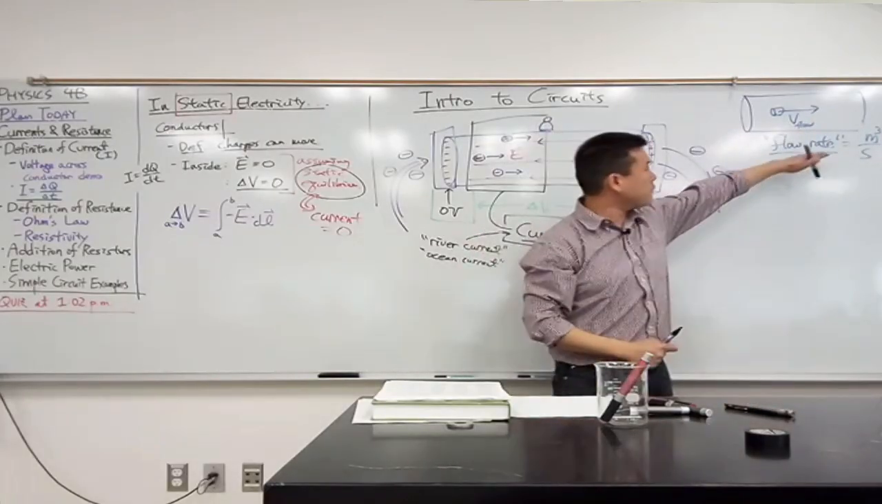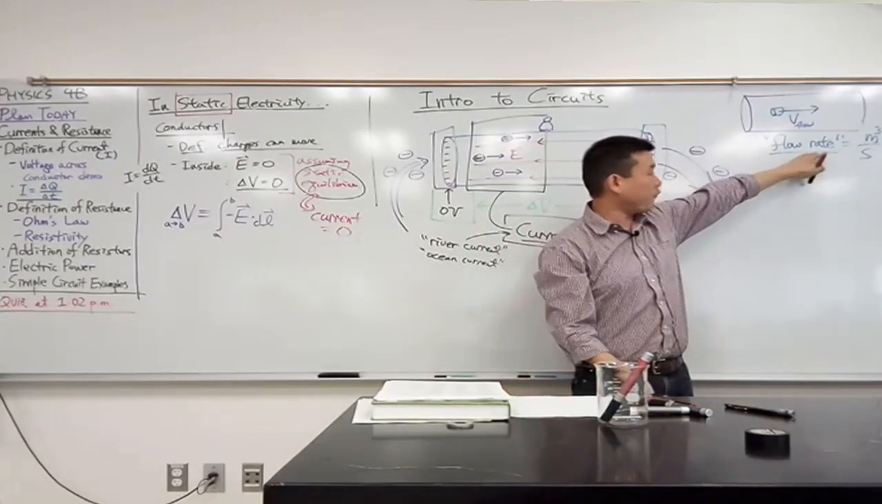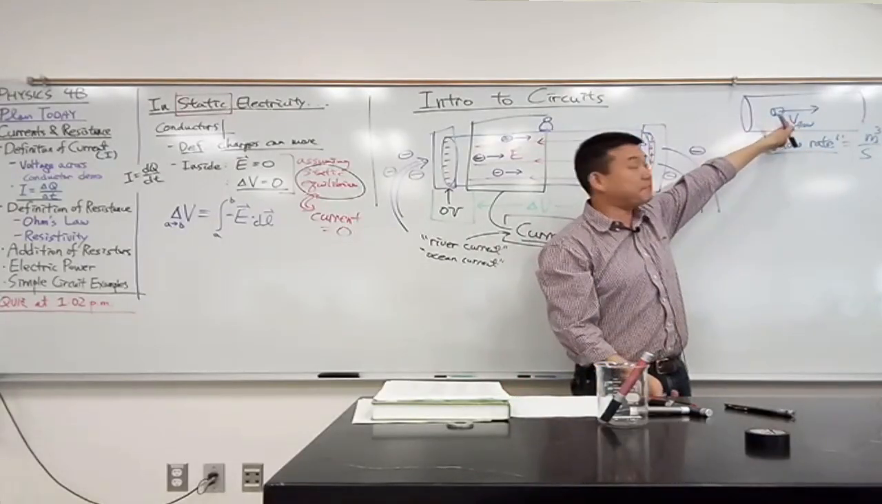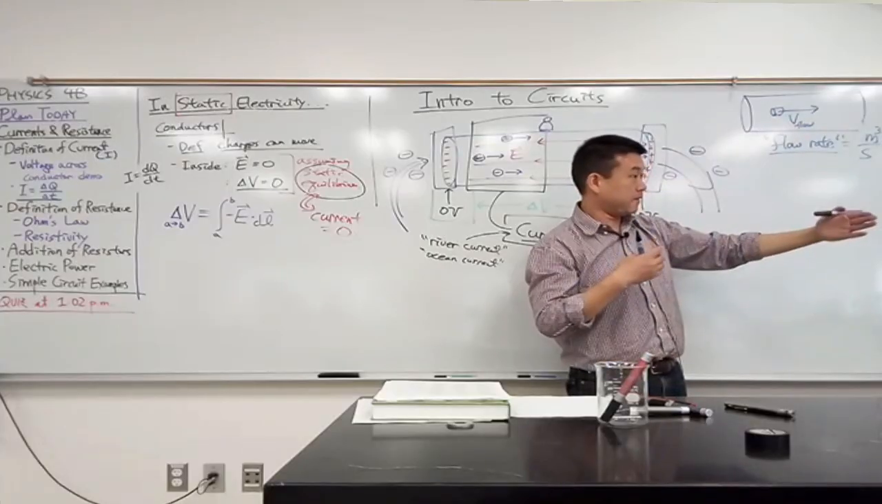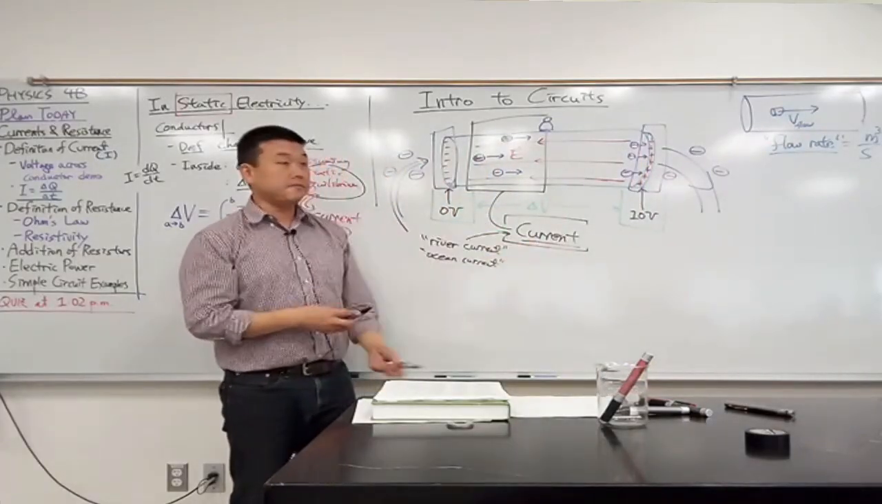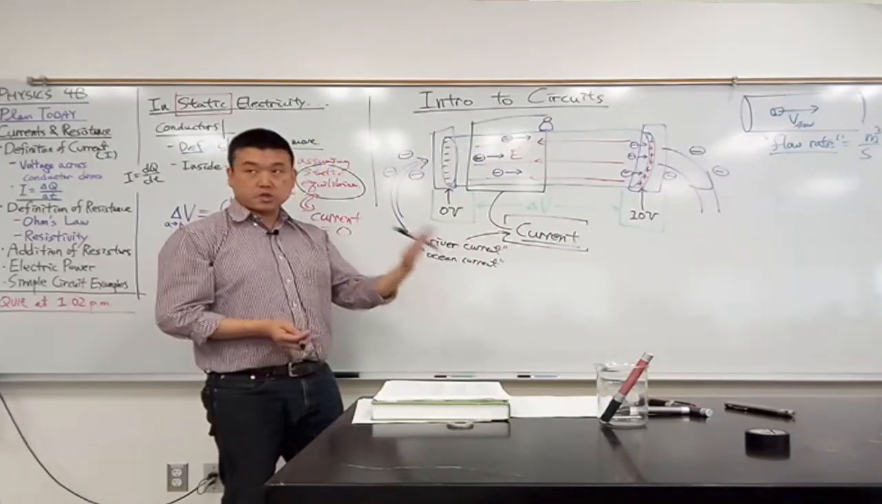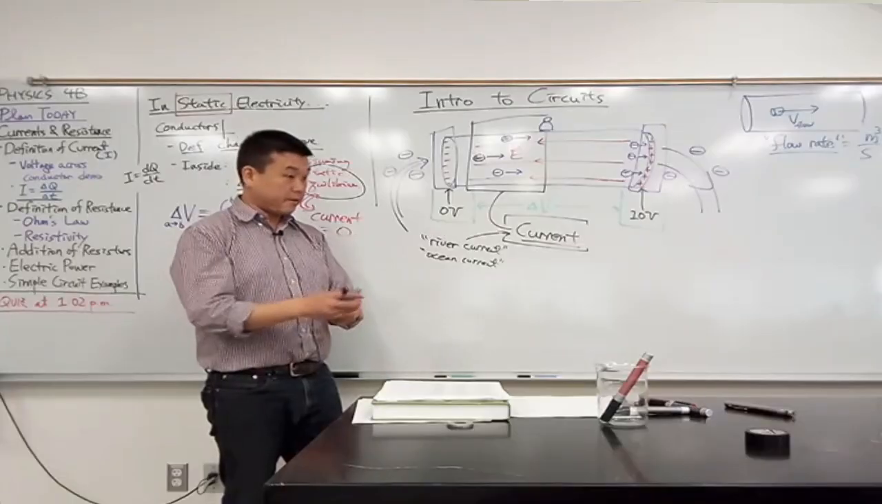So that's how we measure flow rate with any fluid. And I want you to separate this flow rate from the flow speed. They're two different things. And it's the same thing with the current here. So with the current, mainly what we are interested in is the flow rate: how much charge is flowing in a given amount of time.